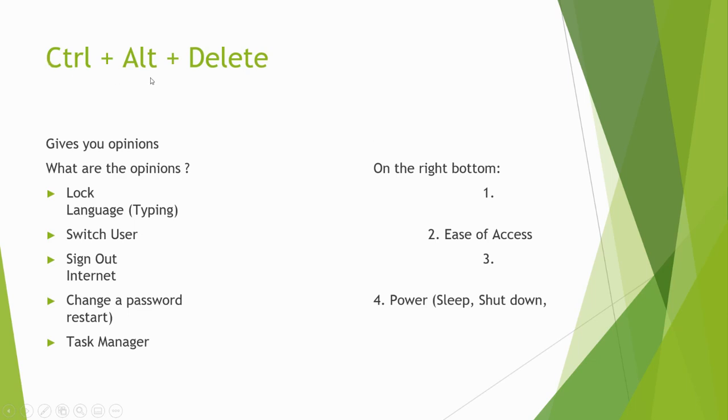If you do Control, Alt, and Delete, it gives you some options. You can lock, switch user, sign out, restart. It's a bit messy here. You can lock, switch user, sign out, change the password, and open Task Manager also. You can also change your language and your internet connection. You can turn on ease of access, and you can put your computer to sleep, shut down, or if you want, restart the computer as well.